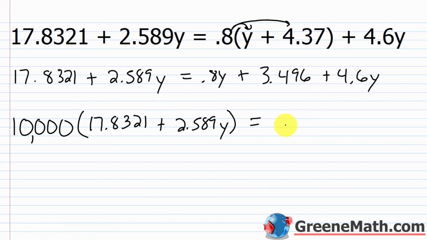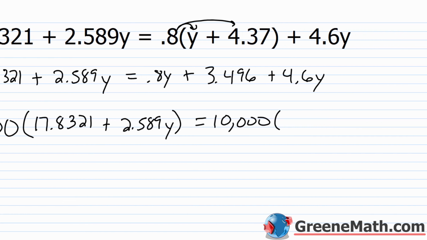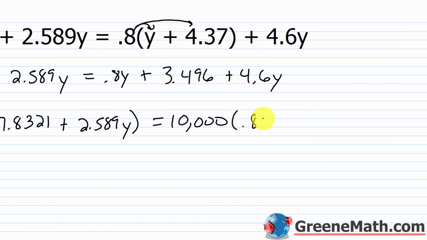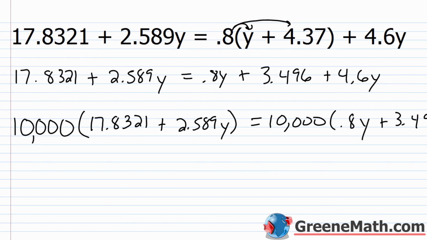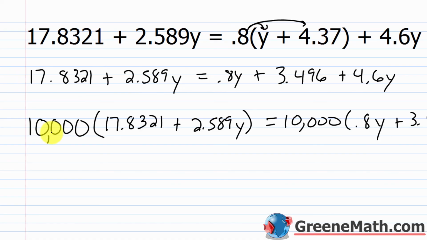Okay, so over here, I'm going to have 10,000 also multiplied by, and I'm going to need to put this off the screen for a minute. So we'll have 0.8y plus 3.496 plus 4.6y. Again, inside of parentheses. Okay. So starting over here on the left, if I multiply 10,000 times 17.8321, it's going to be 178,321, right? This will go 4 places to the right.